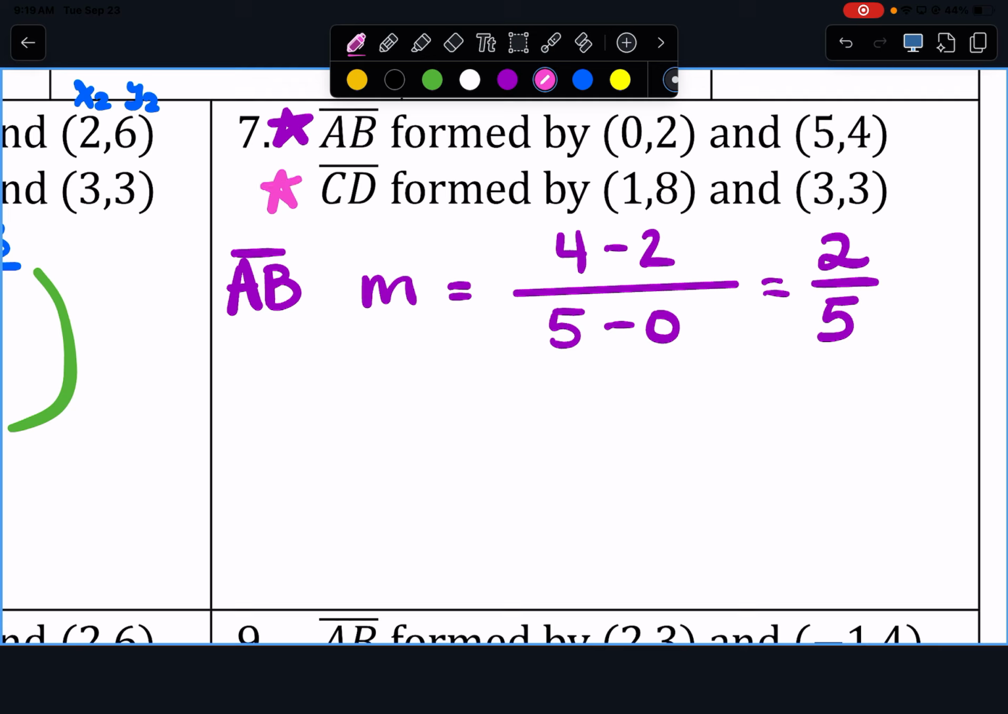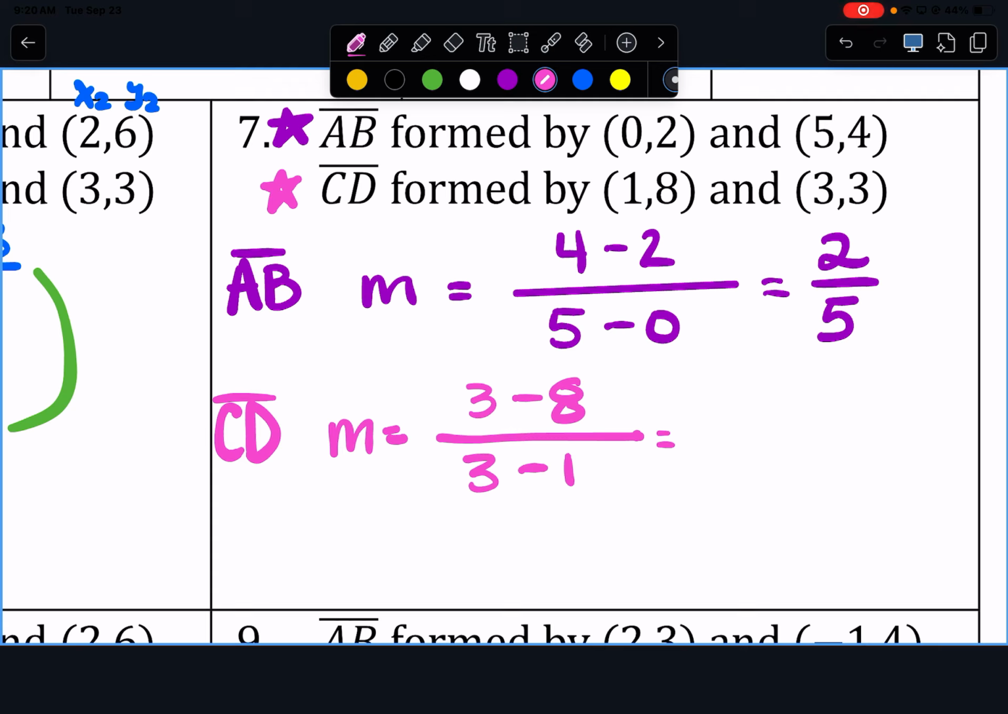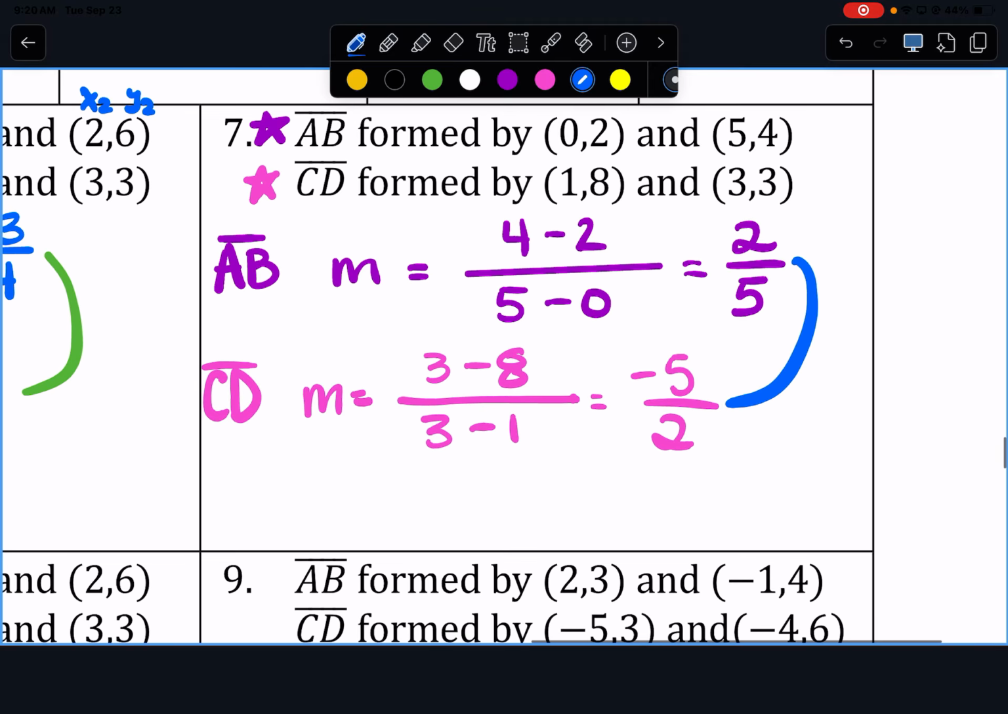Now we're going to look at CD. To find the slope of CD, what is the numerator? 3 minus 8. What is the denominator? What is 3 minus 8? What is 3 minus 1? 2. So are those two the same? They are negative reciprocals, which means they are perpendicular.